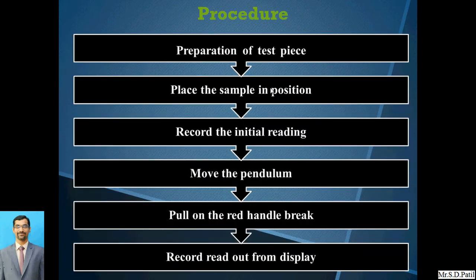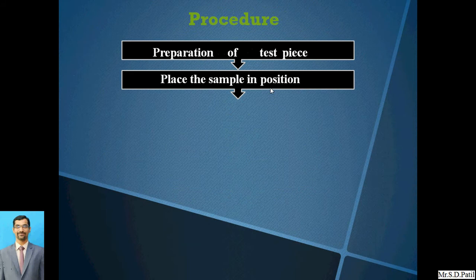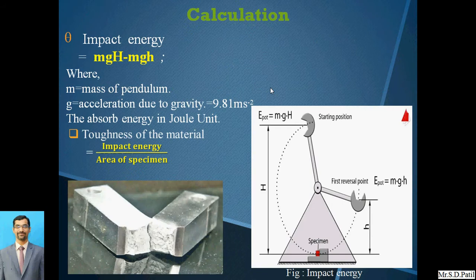Now I will tell you the basic procedure. First of all we prepare the test space, then place the sample in position, then record the initial reading of the machine, then release the pendulum. Once the impact has occurred, we pull the red handle brake, then record all the readings from the display. Then again prepare the test piece and place the sample in position. This is again for the second material.